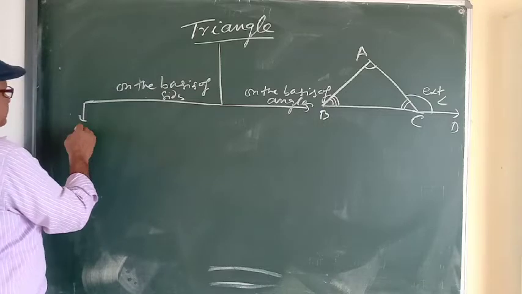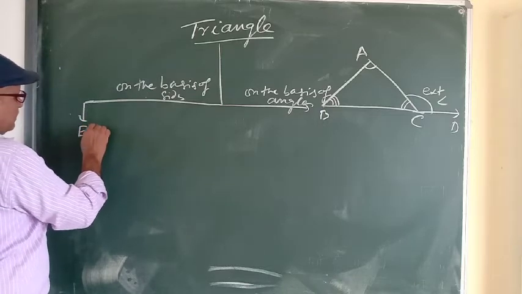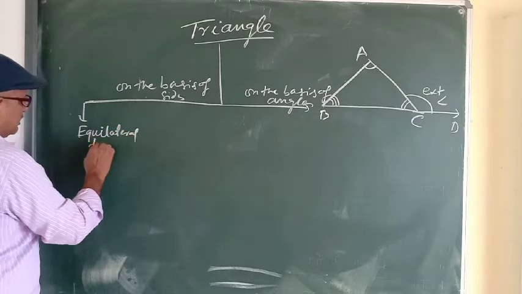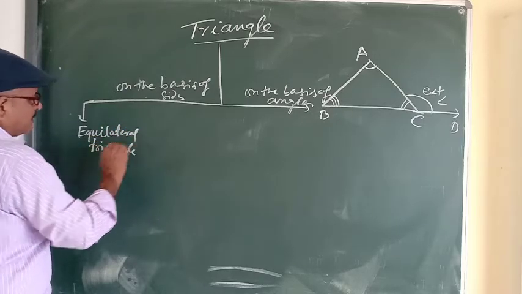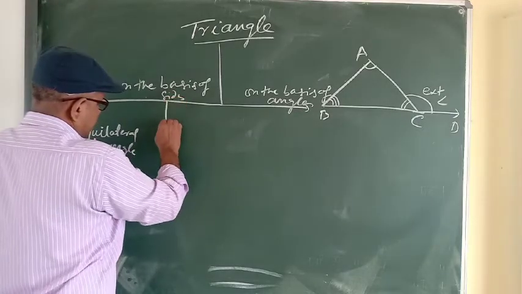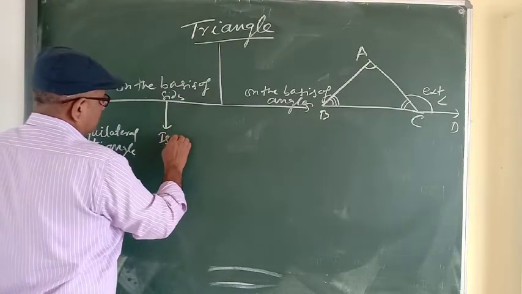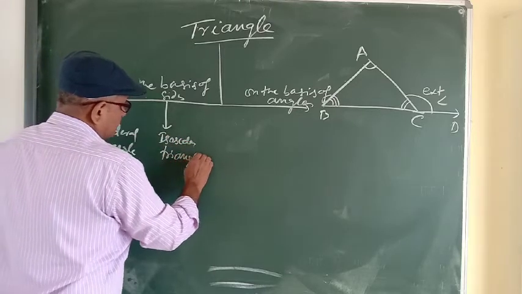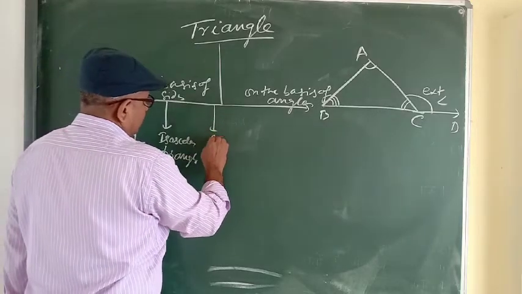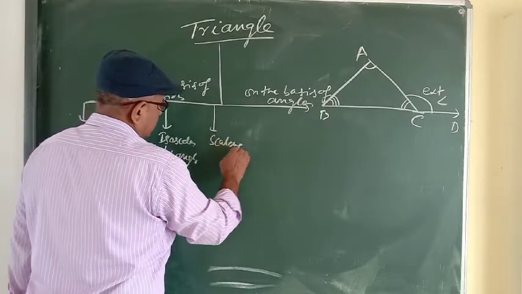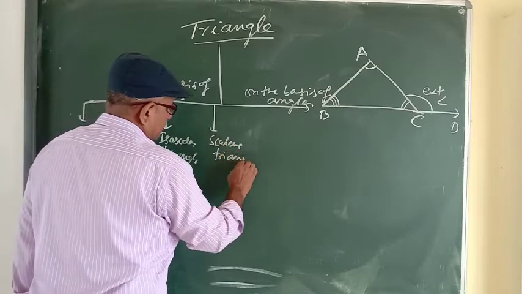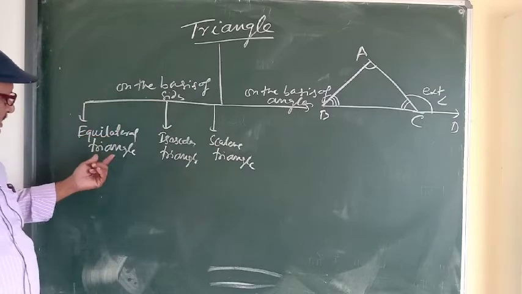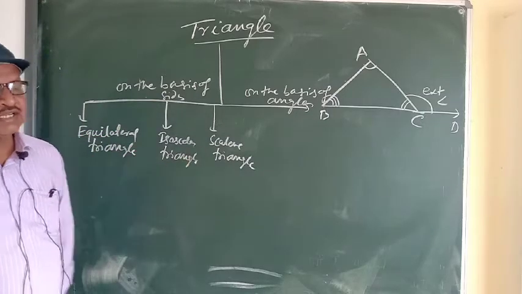The first one, equilateral triangle. Next one, isosceles triangle. And third one, scalene triangle. So there are 3 types of triangle on the basis of sides: equilateral triangle, isosceles triangle, and scalene triangle.